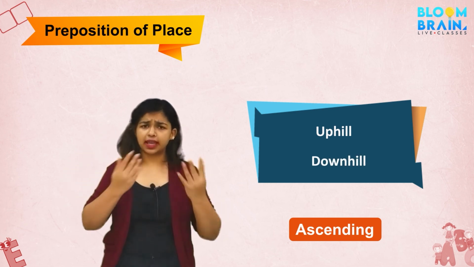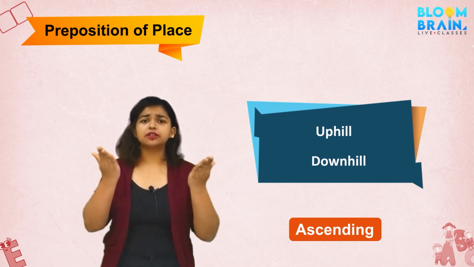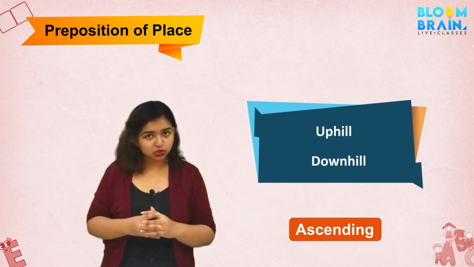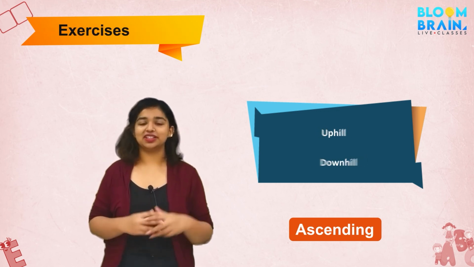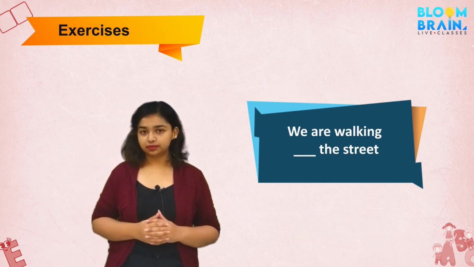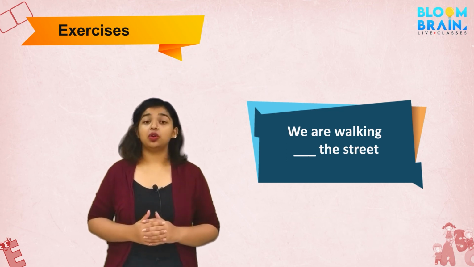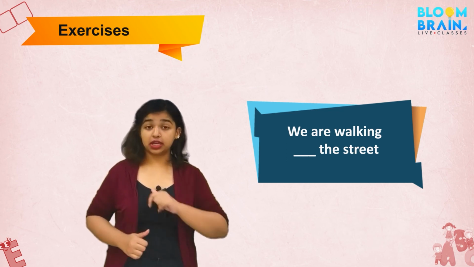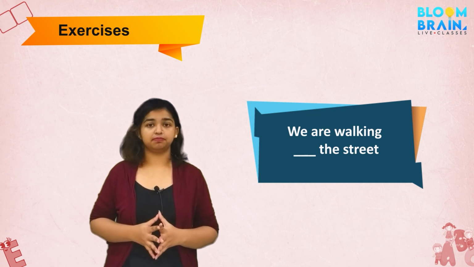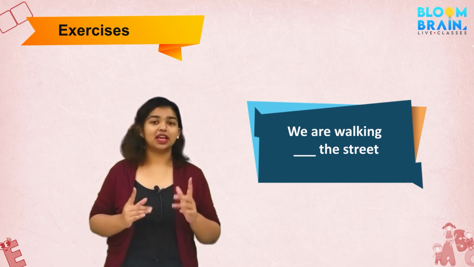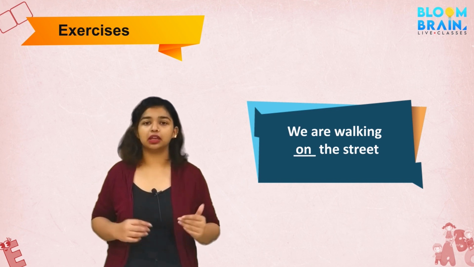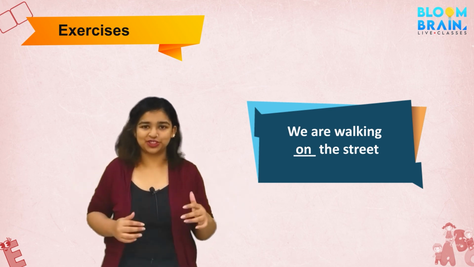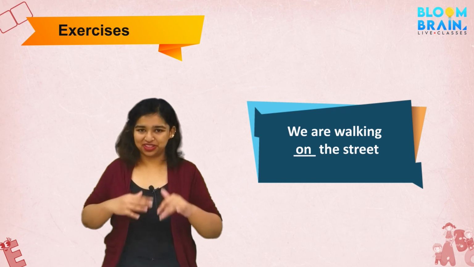So these were again our prepositions of place. So let's do some exercises and brush our memory. All right. The first one. We are walking dash the street. Here you can say on, because of course, you cannot walk over the street, you'll have to walk on the street.